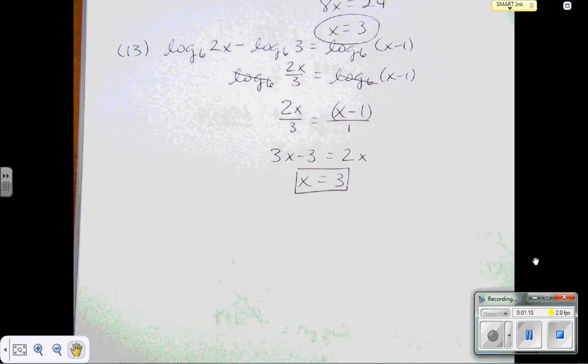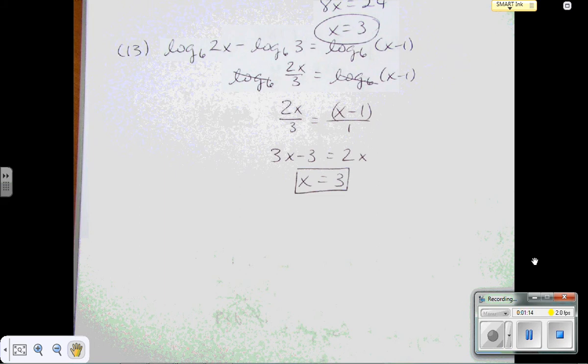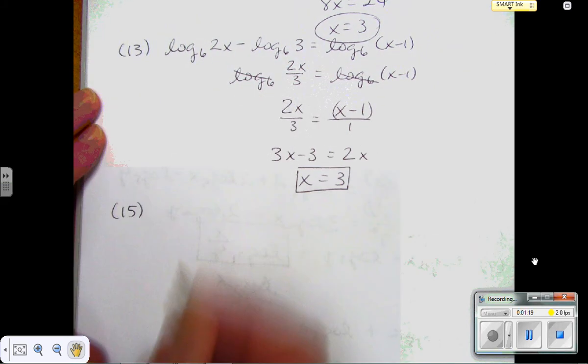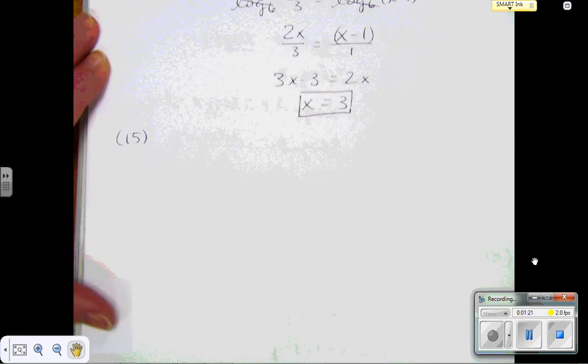Now there is one more of these I'd like to do, and then there are a few on the back that we need to go over. Okay, so let's look at 15. You guys work number 15, and I'll work it up here.